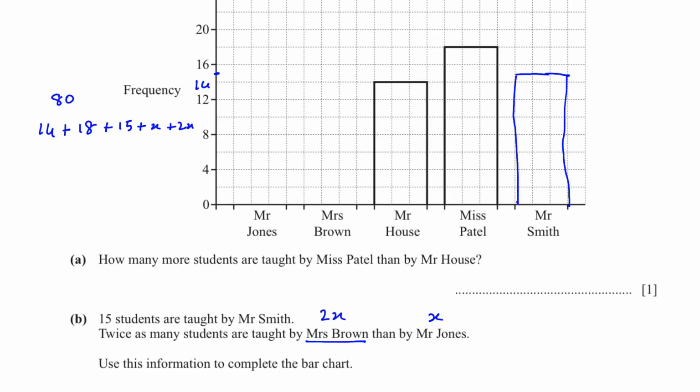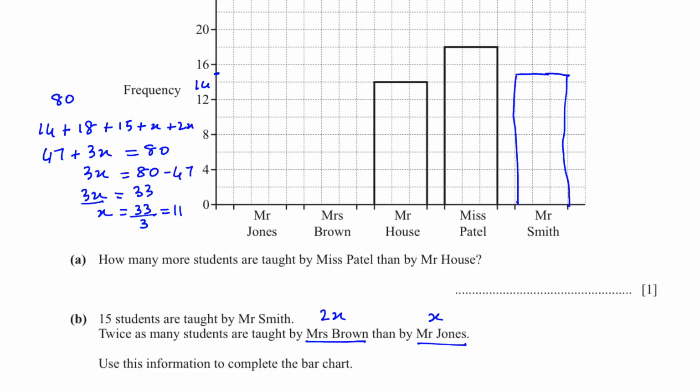14 plus 18 plus 15 will give us 47, and x plus 2x, 3x. This is equal to 80. Now we have to find x. So 47 is positive. When we bring to the other side, it will become negative. 3x is equal to 33. This here is a multiply. If I bring to the other side, the 3 will become divide, and x is equal to 11. So Mr. Jones is 11. 11 will be here.